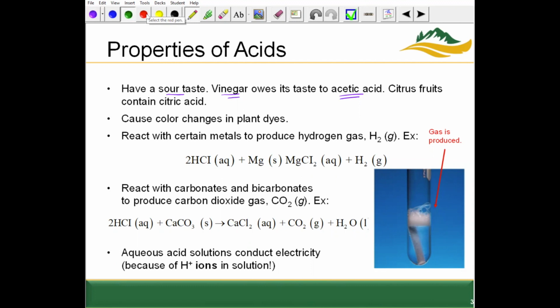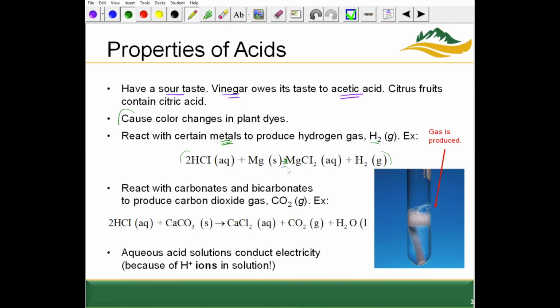One kind of unique property of acids and bases is how they can cause color changes in plant dyes. Also for acids, they can react with certain metals to produce hydrogen gas. At the very end of part 2, I'll talk a little bit about the reactivity of metals. Not all metals react the same. There's an order of how strongly some metals react or how weak some other metals react.